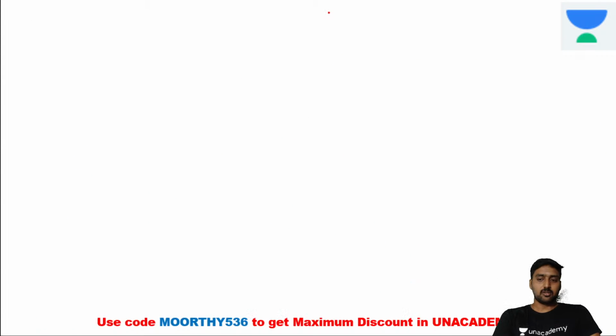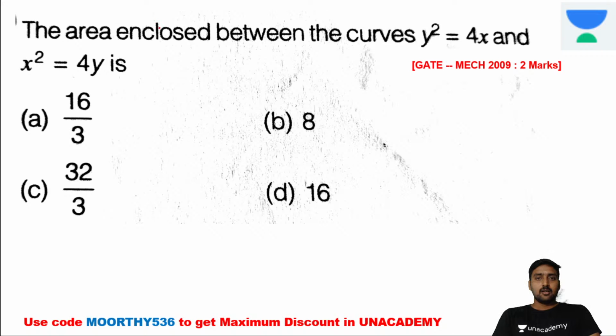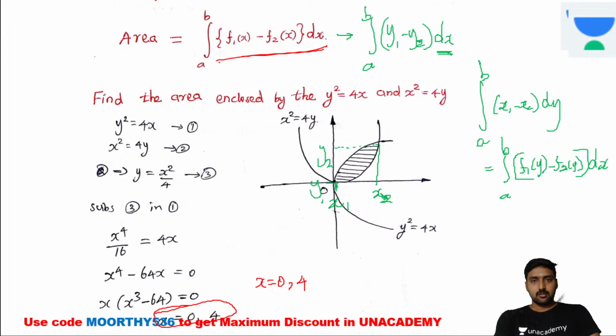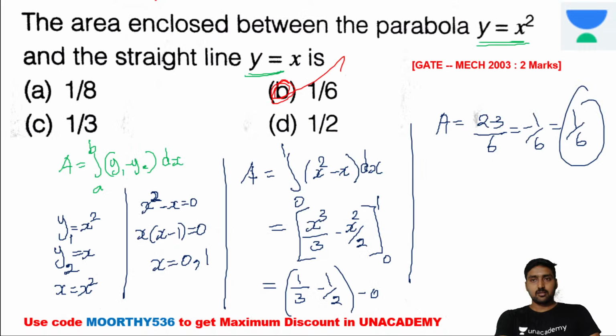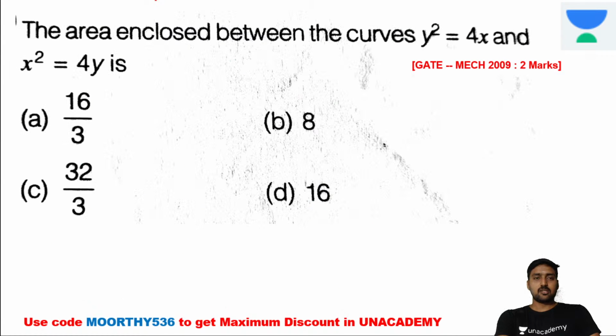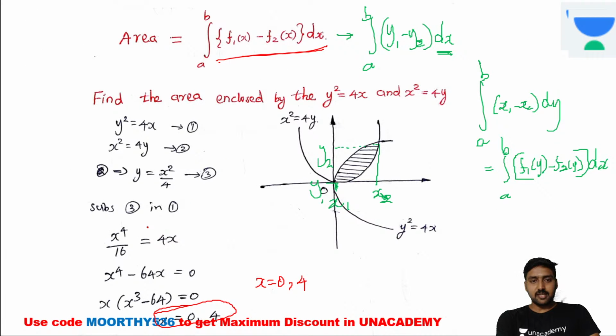One more question I'm going to give you so you can get the clarification. Area enclosed in between the two curves, y square is equal to 4x and x square is equal to 4y. Here also, if you want, you can take y in the same equation. Already we have discussed this, right? It's the same question that came in Mechanical Engineering 2009, a 2 mark question. We have completed the problem with x.